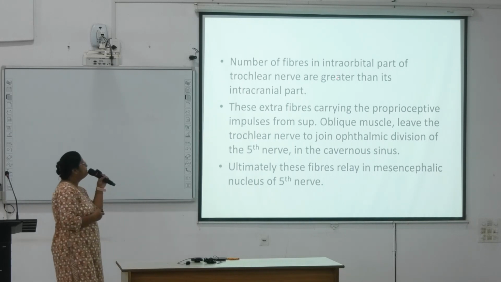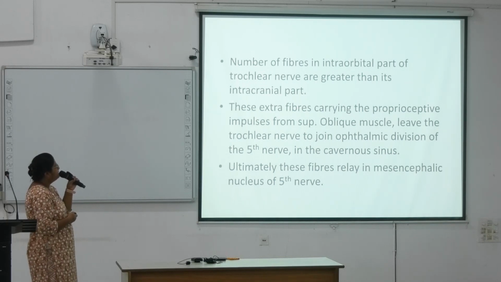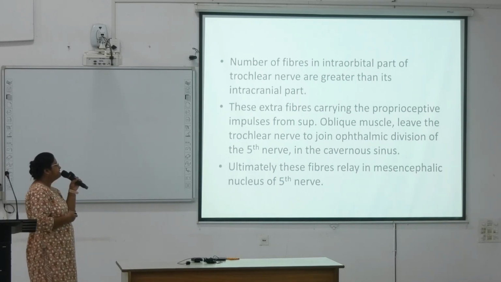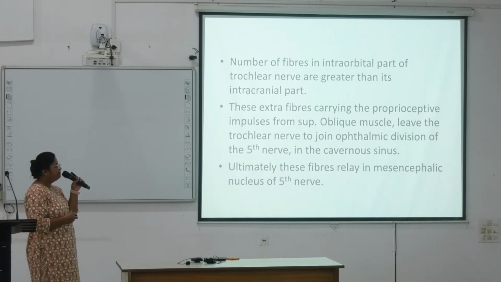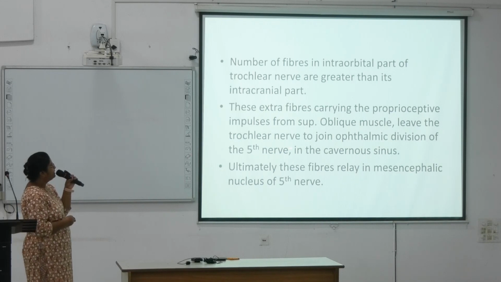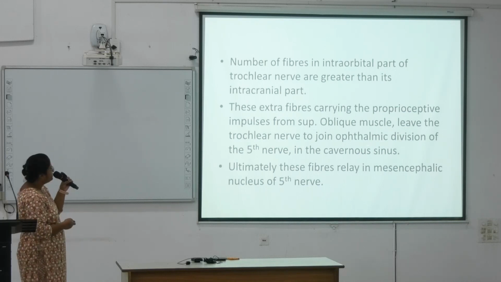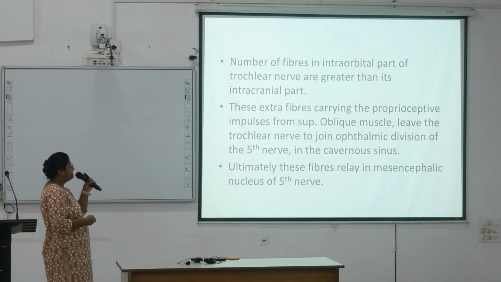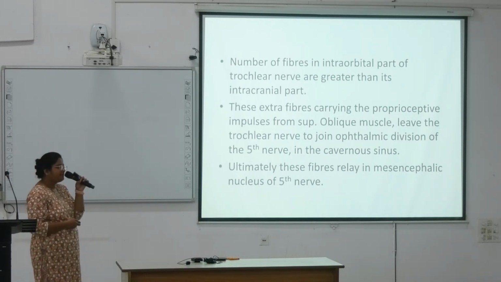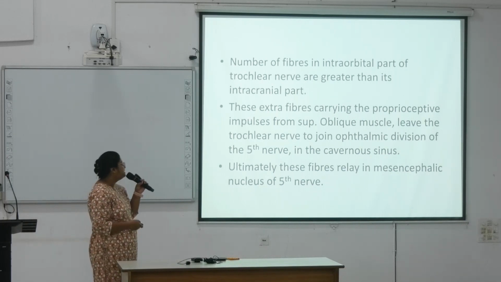The number of fibers in the intraorbital part of the trochlear nerve is greater than in its intracranial part. These extra fibers carry proprioceptive impulses from the superior oblique muscle and leave the trochlear nerve to join the ophthalmic division of the fifth cranial nerve in the cavernous sinus. It is lying in close relation. Ultimately, these fibers relay in the mesencephalic nucleus of the fifth nerve. This nucleus is mainly for proprioception and other senses.